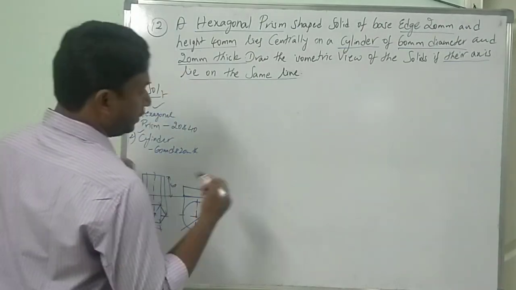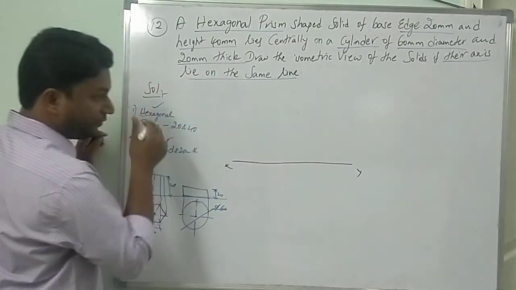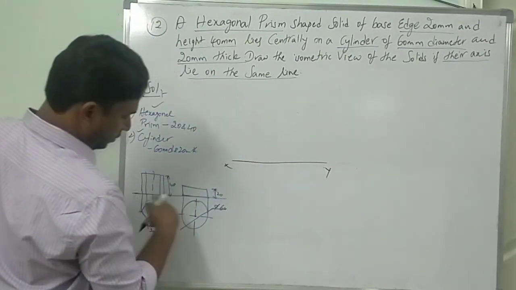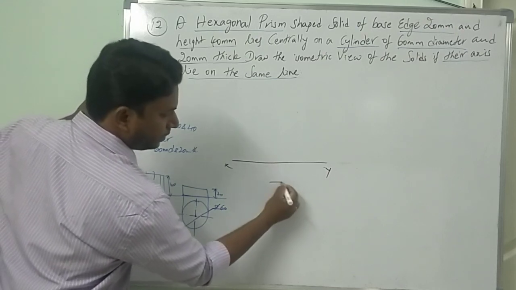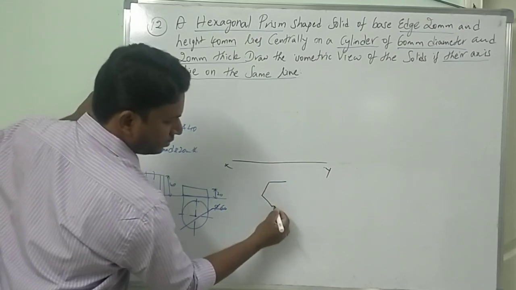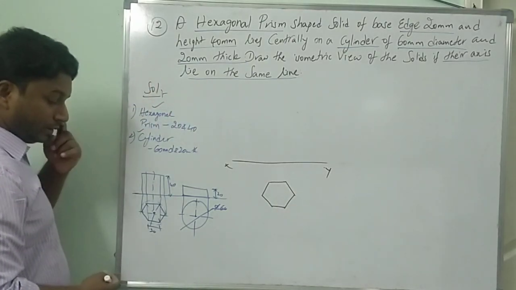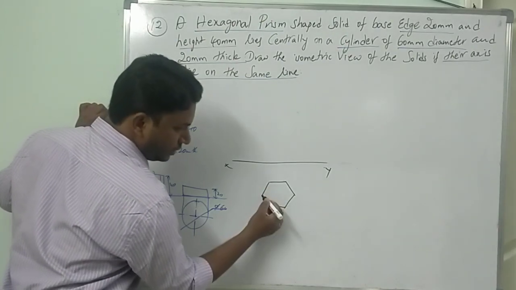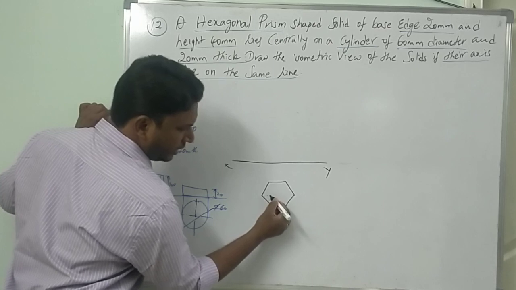Let me do this. XY line. First of all, I am drawing the hexagon, a little bit far away, each side 20. For this hexagon I have to plot the center. How can I plot the center? Just draw the diagonals.